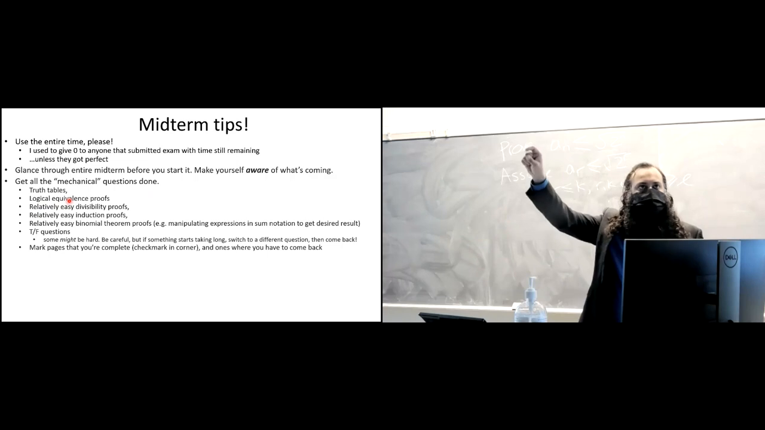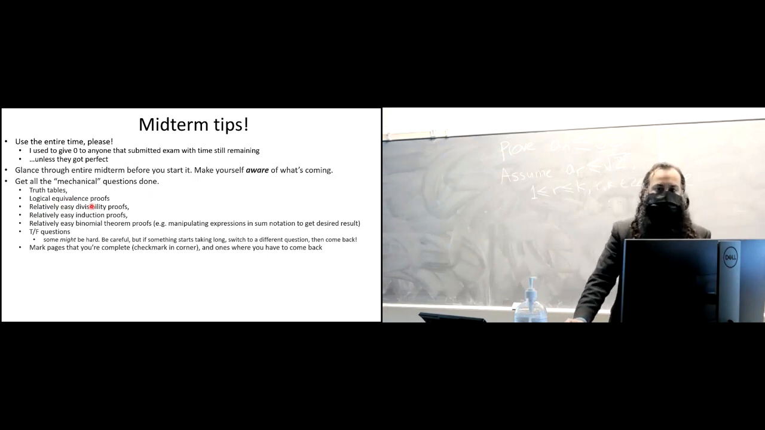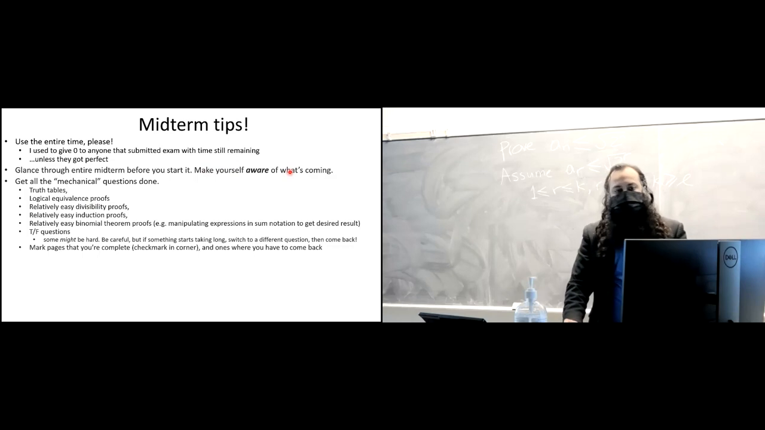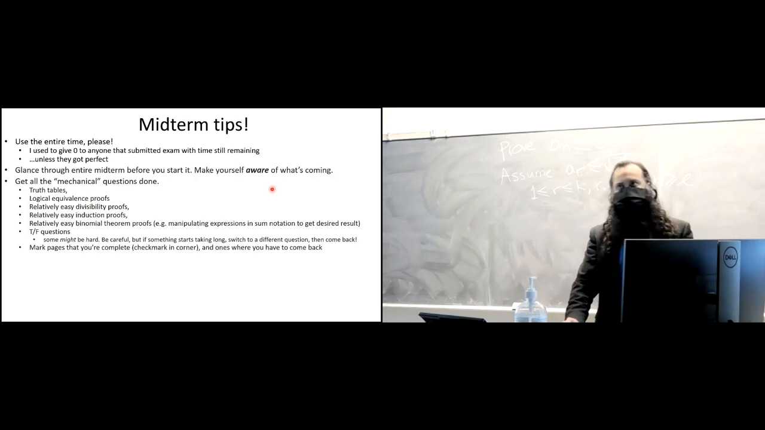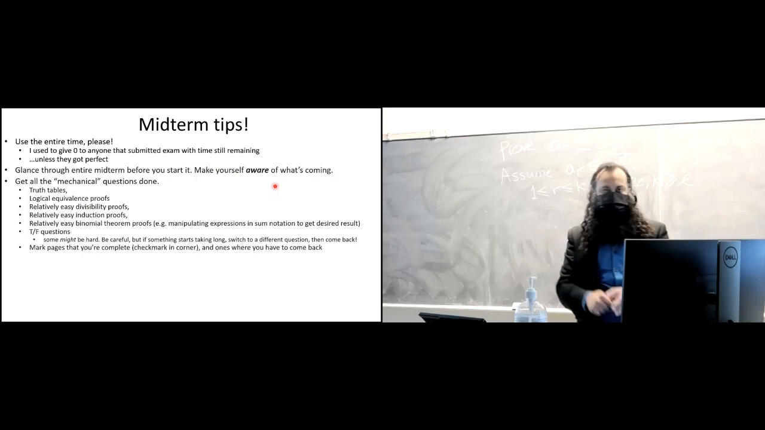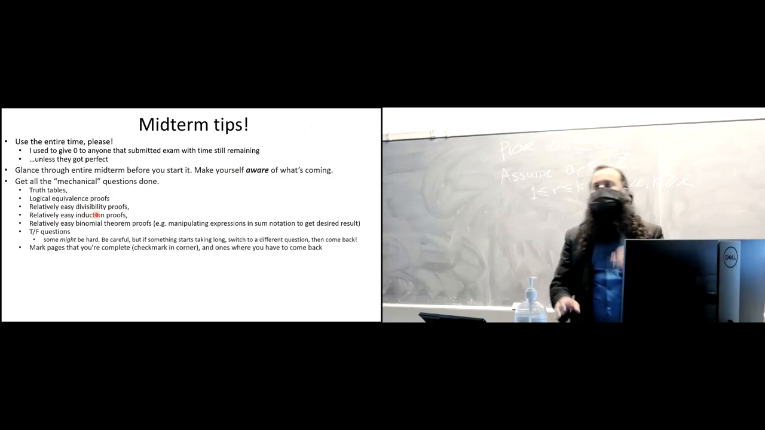You have A, B, not B. You just change all the falses to trues and all the trues to falses. That's just mechanical. Logical equivalence proofs should be fairly mechanical. You just keep applying distributivity, commutativity, associativity, negations and implications, whatever, all those different De Morgan's laws. You just keep applying those until you get that left side equals right side. This is mechanical. There are relatively easy divisibility proofs.